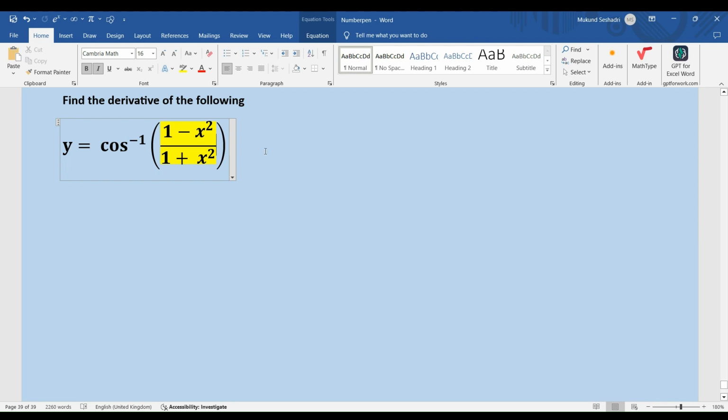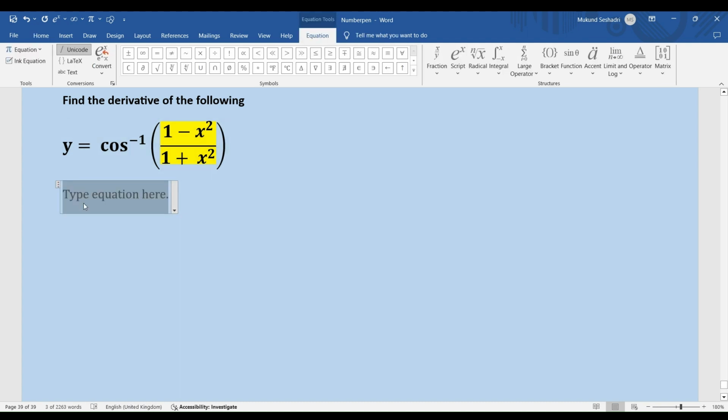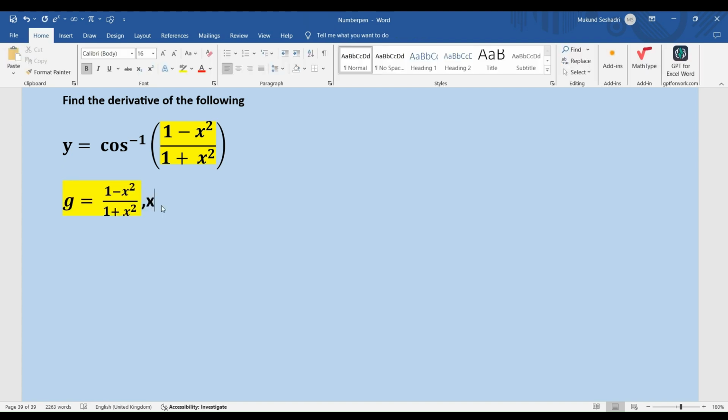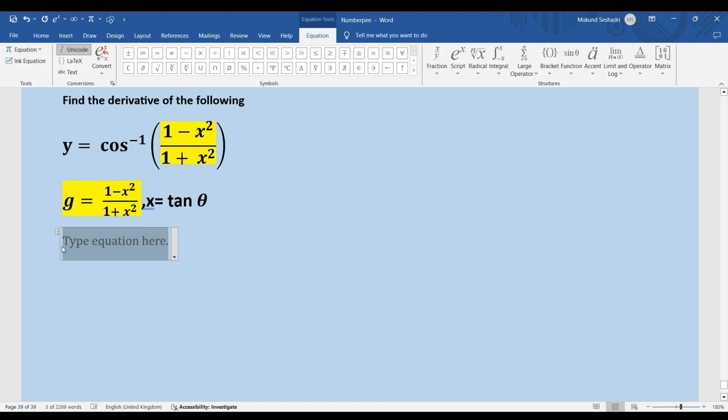So, for example, in this particular problem, if I do the substitution x equals tan theta, I'm going to just pick out the inner expression and let me call it, say, g. Okay. And then when I do the substitution x equals tan theta, let's go to the next step. I have my g in terms of theta now, and instead of x, I have tan theta, right? And instead of x square, I have a tan square theta.